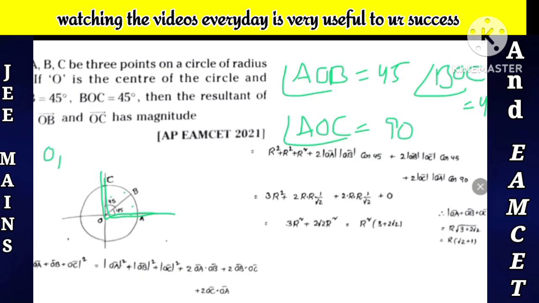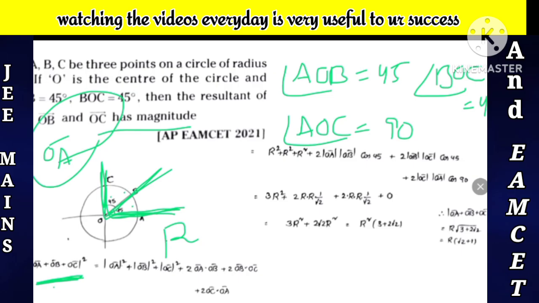Resultant of OA bar, OB bar, OC bar. Given that the radius is R, clearly mod OA bar is equal to R, mod OB bar is equal to R, mod OC bar is equal to R. So we have to find the resultant of OA, OB, OC. This is the value you have to find.